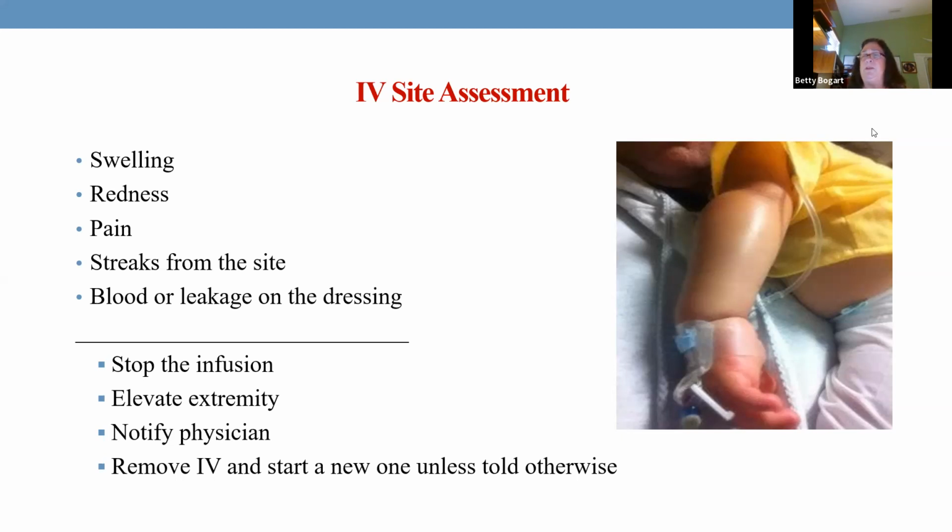But what do we do with it? We're going to stop it if we need to. That's the first thing. And then we are going to tell the physician, and if he says go ahead, take it out, we're going to remove it, put a nice warm pack on there and elevate it, and then restart a new IV. Better safe than sorry.